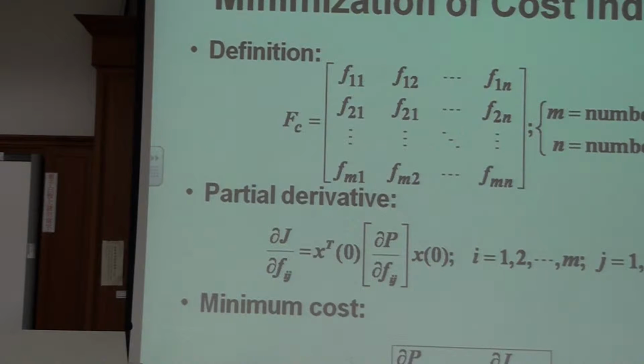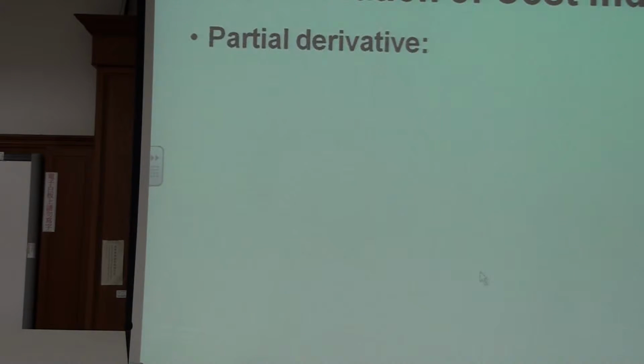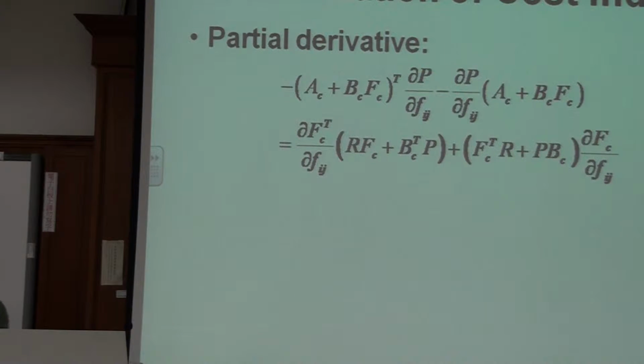The minimum cost, we have that. Now how can we get the partial P, partial Fij? The only equation we have for P is the following. That's the equation we have. We have that long equation. If you don't look at the partial sign there, that's the equation we have.